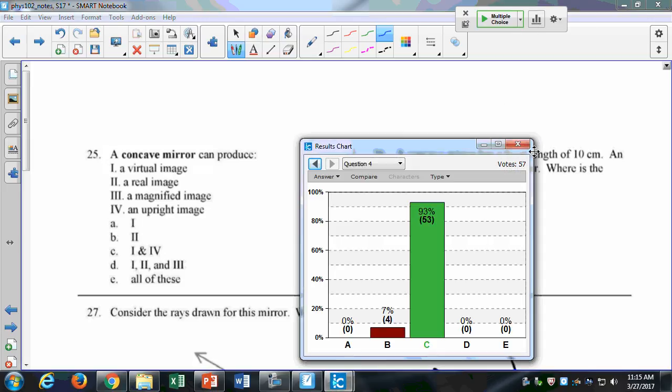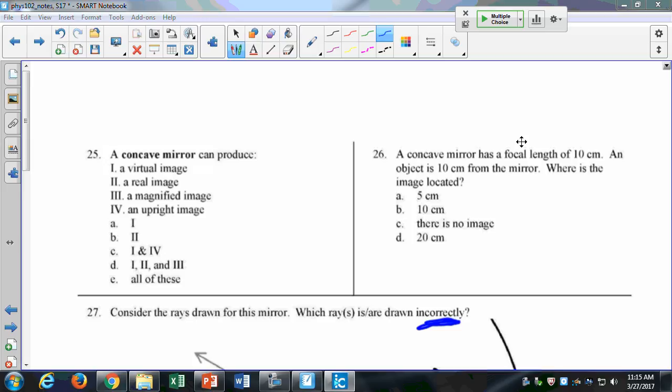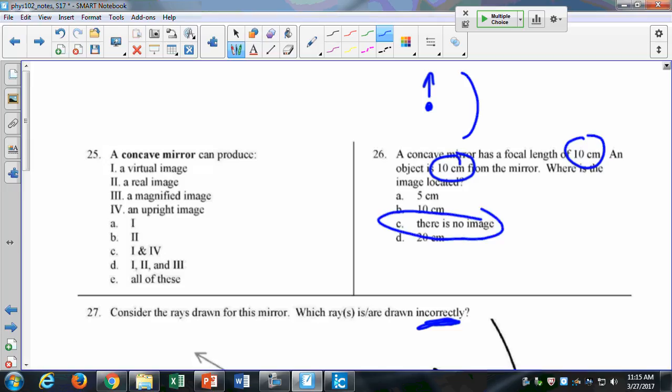Look at y'all. C is right. You should be able to look at this and say, the object is located at the focal point. So I have my concave mirror, and my object is located right there. And you say, well, that's one of my 3 scenarios. So it has no image at all. So C is the right answer.